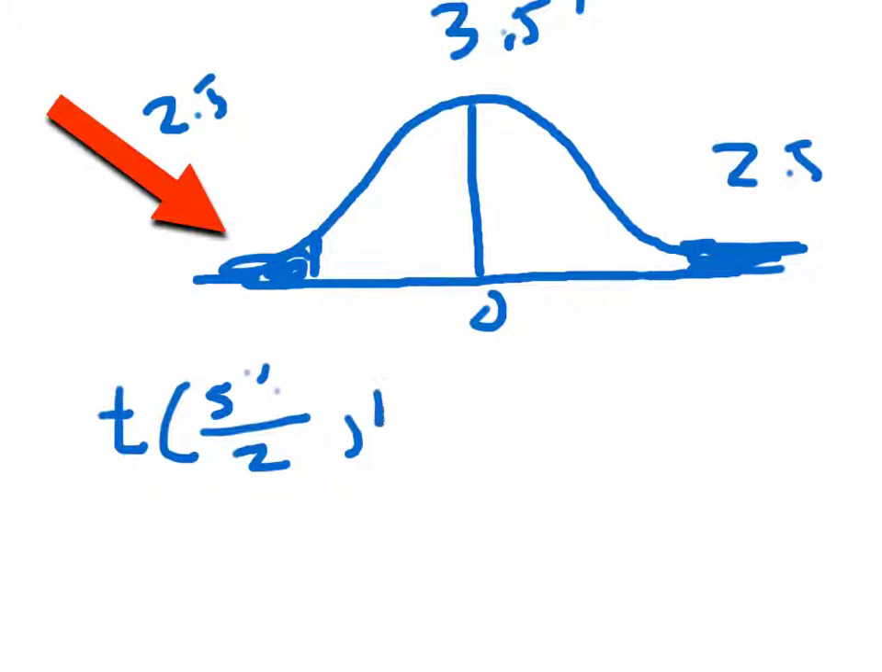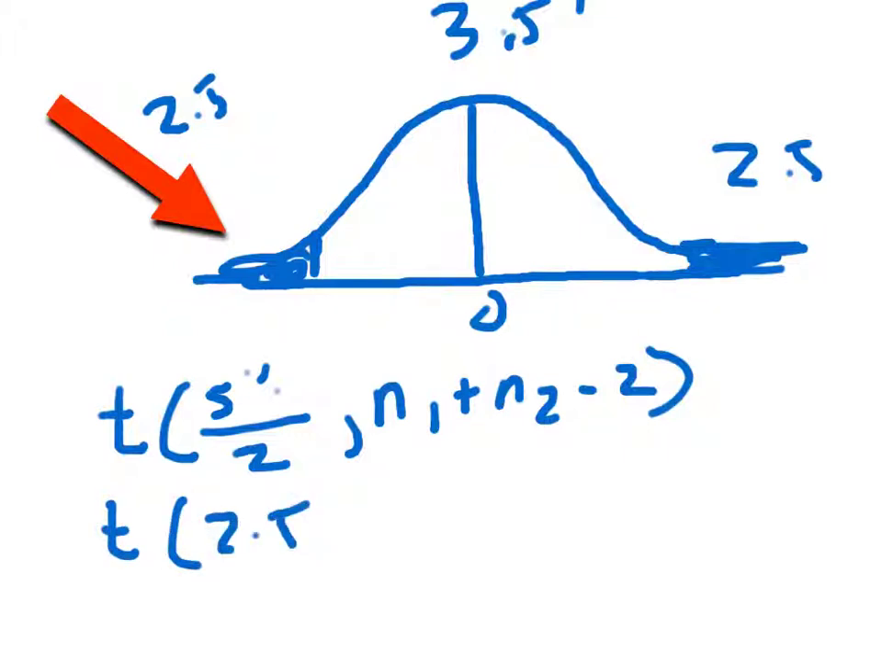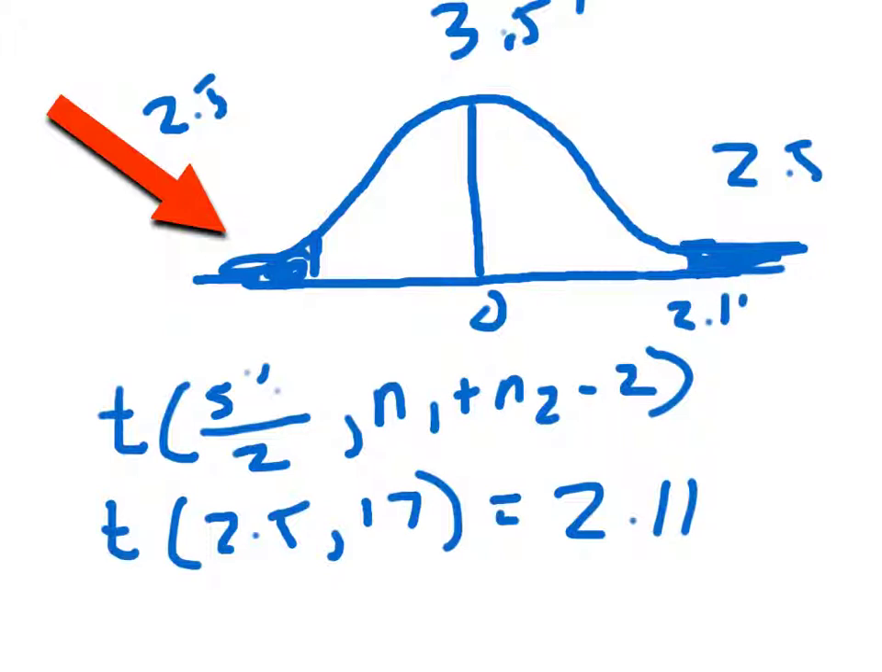And then the degrees of freedom would be n1 plus n2 minus 2, which, looking up a t of 2.5 and 17 in the appendix, gives you 2.11 there. So the 2.11 would be these points right there and right there. This is actually the negative 2.11 on that side.